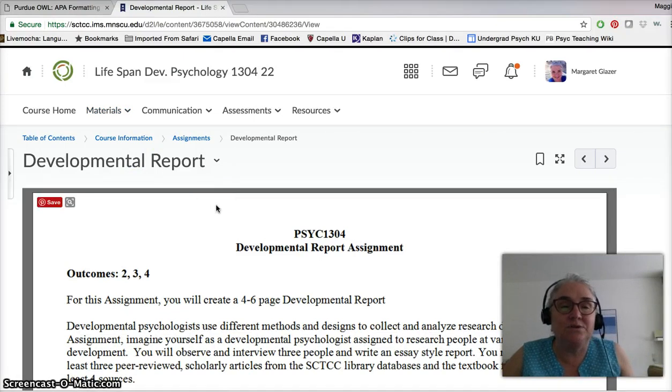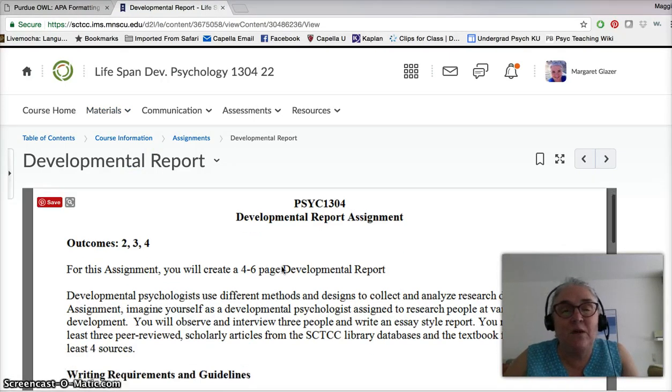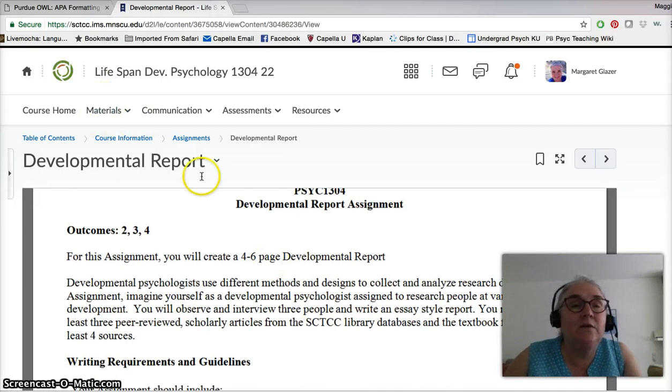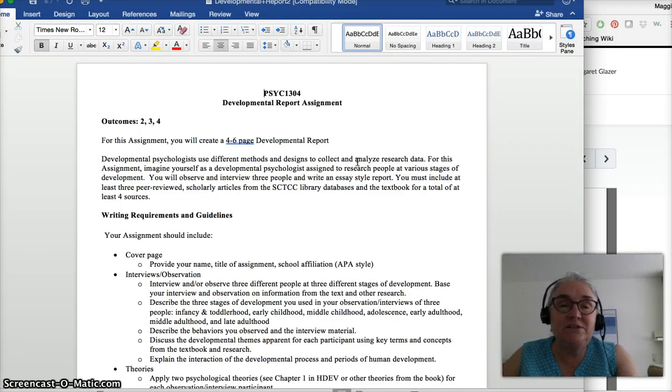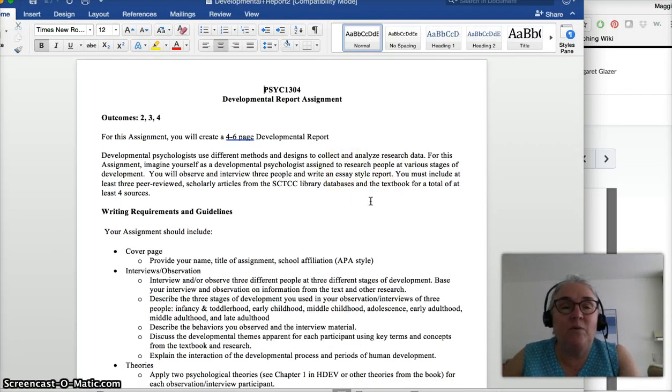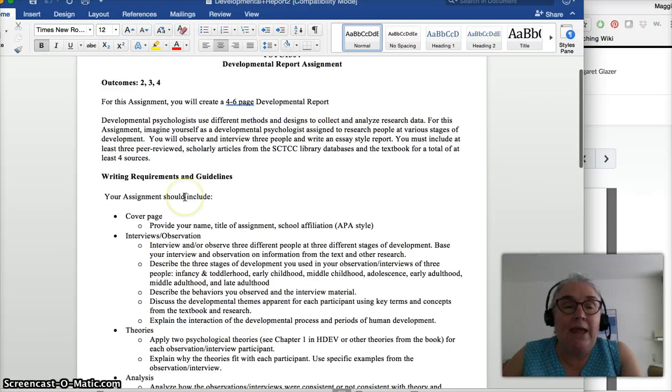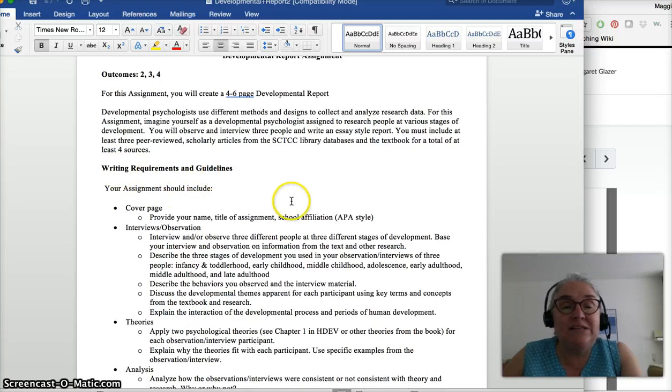There's also the developmental report. The same instructions are there too. So, but you can find it here. And here, let's take a look at it. A bigger one here. You can just load that in. Load it and print it out if you need to. But this is what you need to do for the developmental report. It tells you exactly. For this assignment, you're going to create a 4 to 6 page report. And here are the writing requirements and guidelines.